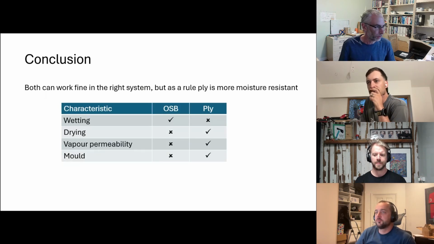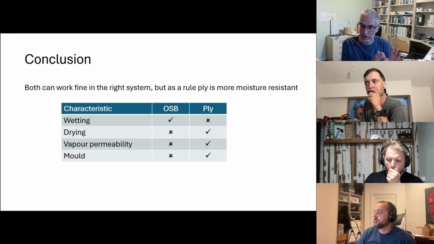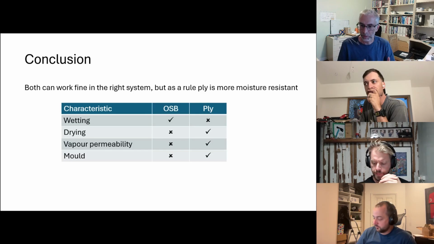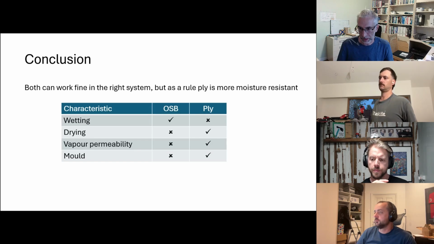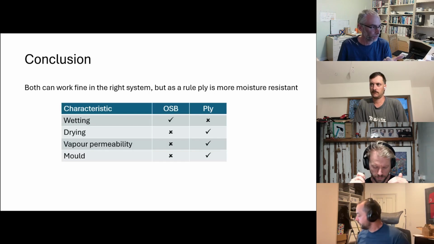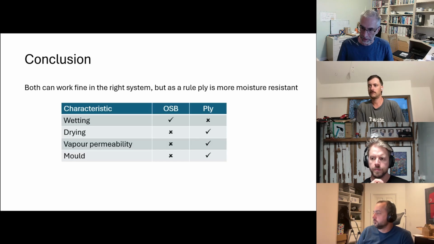So just to conclude, again, both OSB and ply are fine. If you use them in the right system, you know what you're doing, you've got the right climate, you can make them work. No doubt about it. But all else being equal, I would prefer to use ply than OSB for the reasons that I've cited here. Predominantly the vapor permeability, which I'd argue is on average going to be higher, and therefore it can dry more rapidly, and it's more mould resistant, generally speaking, than OSB.